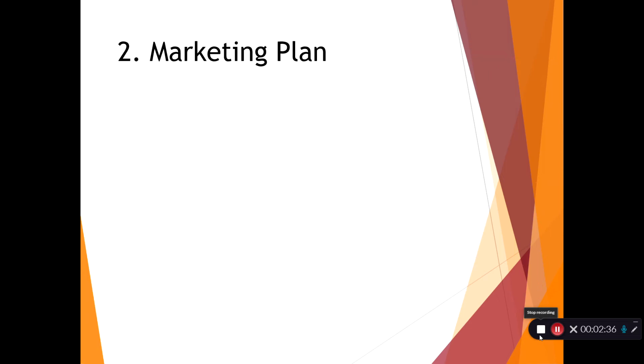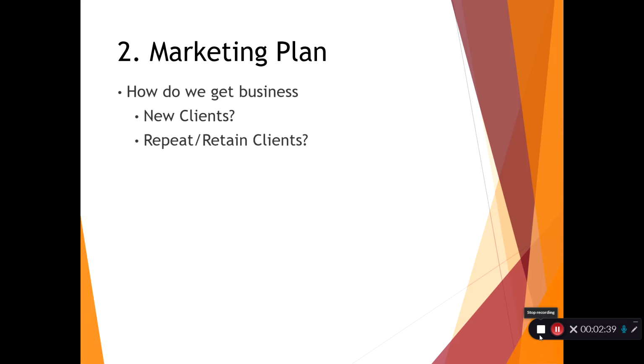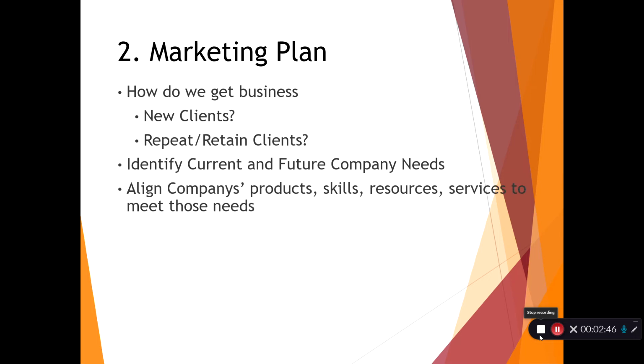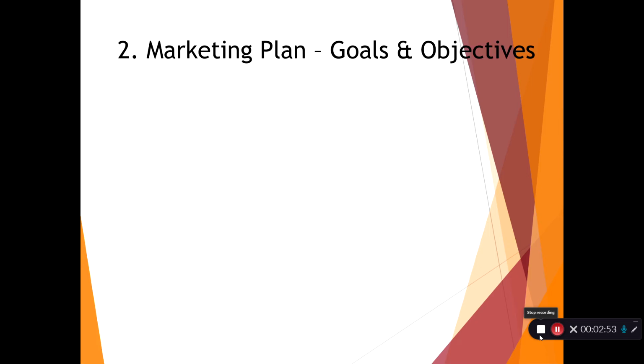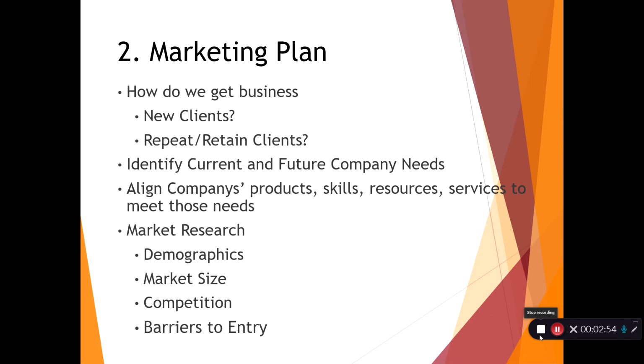The second area of our business plan is the marketing plan. How do we get business with new clients, repeat clients, and so on? We need to identify the current and future company needs. We need to align the company's products, skills, resources to meet those needs. Sorry, I went a little too fast.